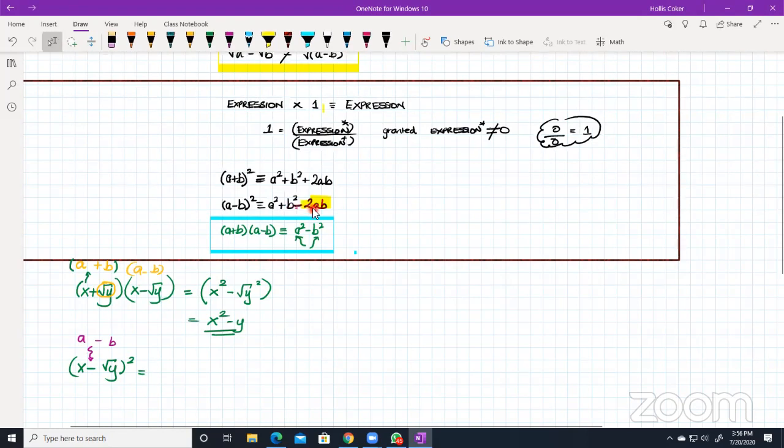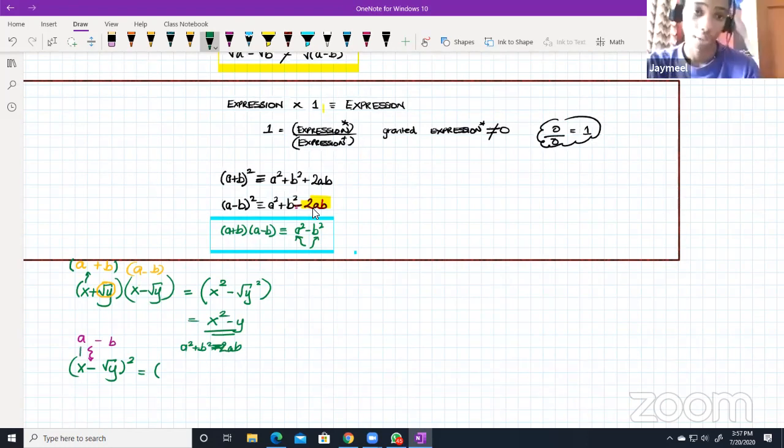So I know when I compare, if a is x, the answer will be a squared plus b squared minus 2ab. What is a? x. A is x, right? You agree? Yes, sir. So I get x squared there.